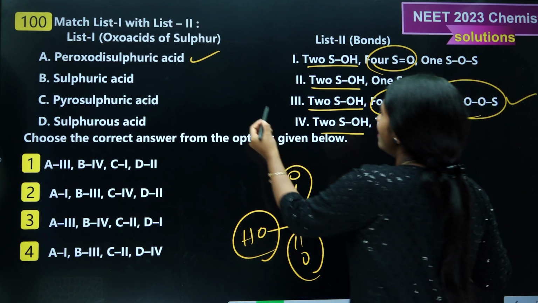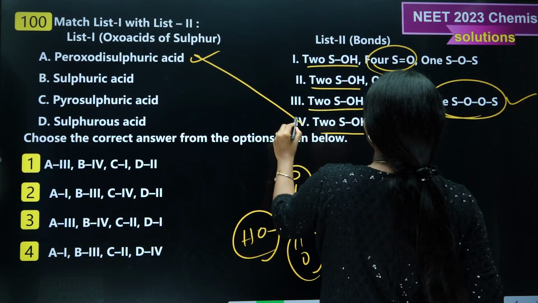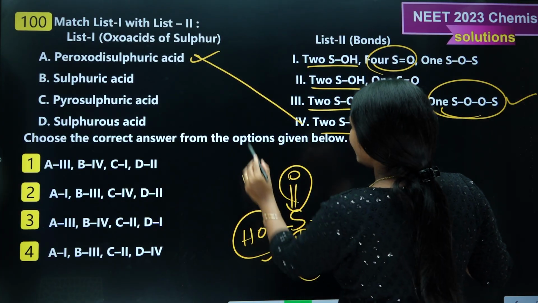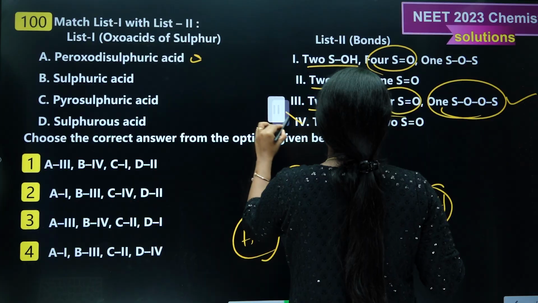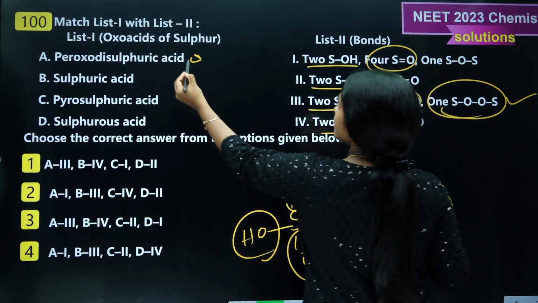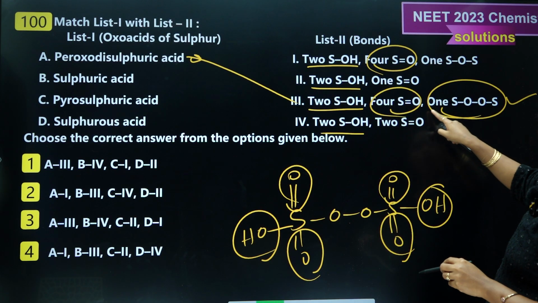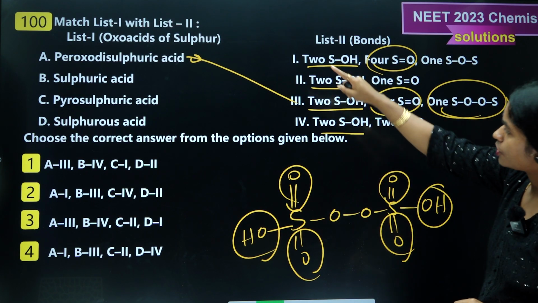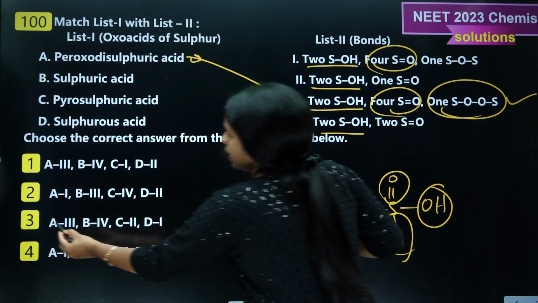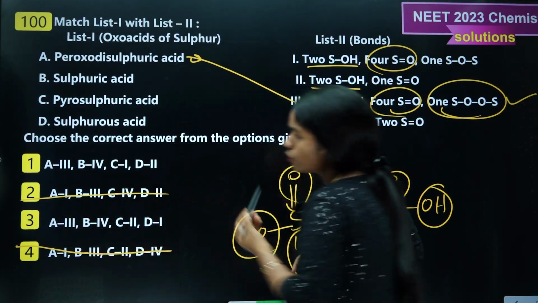So for the first one, what is that, students? Option 3. 2 SOH, 4 S double bond O's and 1 SOOS linkage. First one, option 3. So you can eliminate these two options.